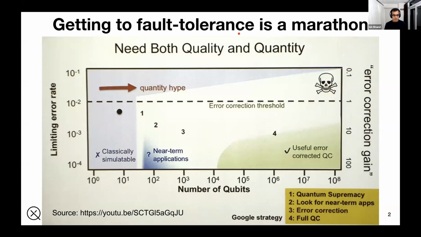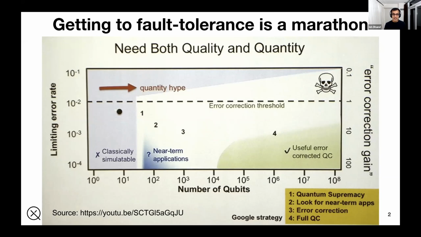Okay, so this slide is from Google, and I think it really captures the situation very well. On the x-axis, we have the number of qubits, and on the y-axis, we have some worst case qubit error rate. And the thing to take home from this slide is that getting to fault tolerance is a marathon. We are 5 or 6 orders of magnitude away from where we need to be. And of course, this is from Google, but for all other architectures, a similar picture holds. So there is a long way to go.